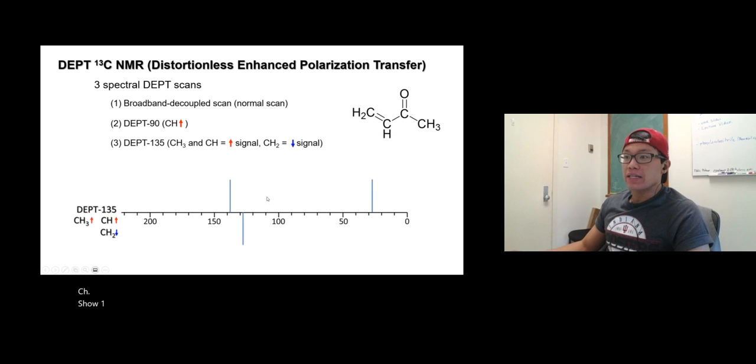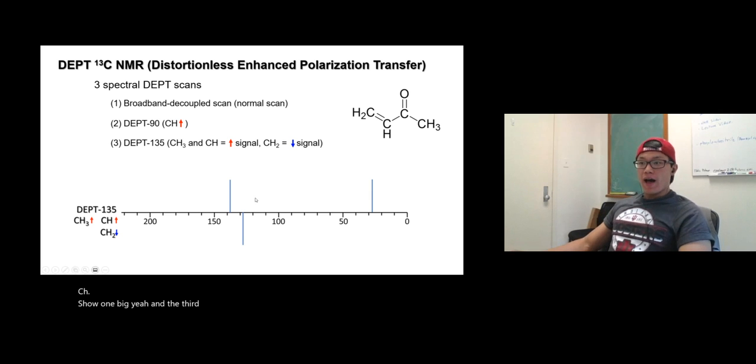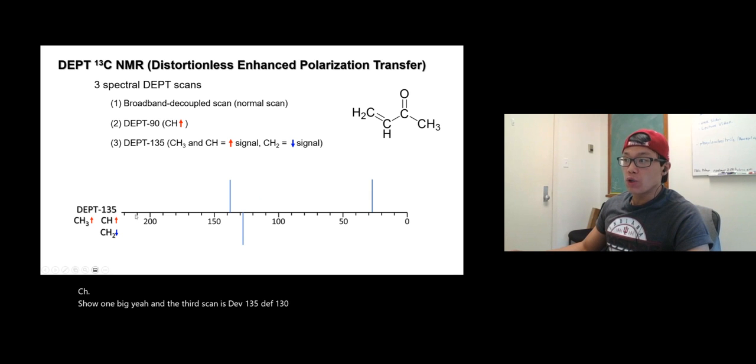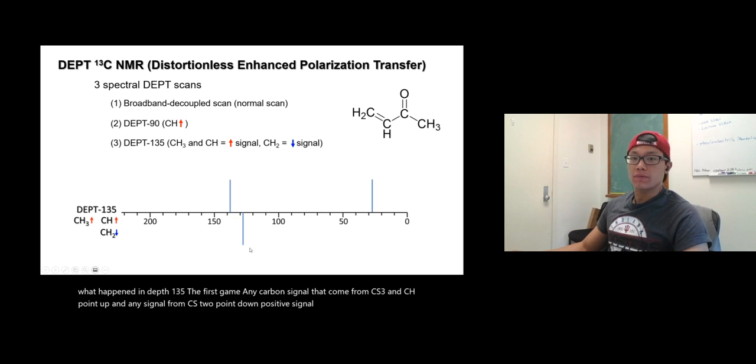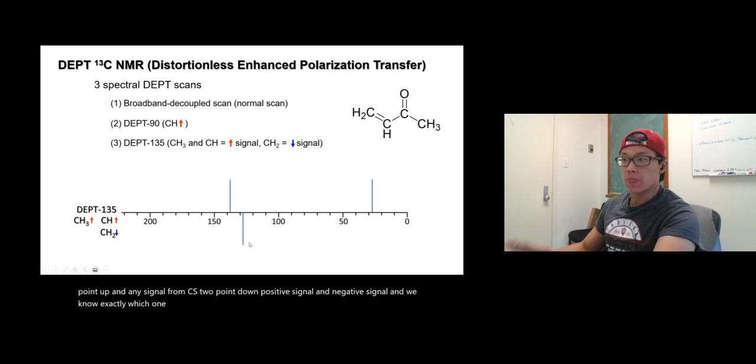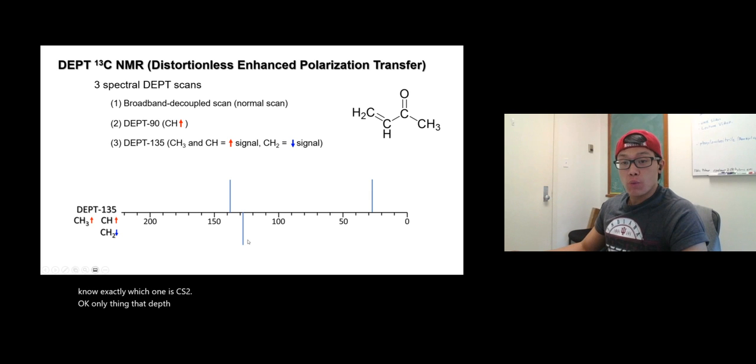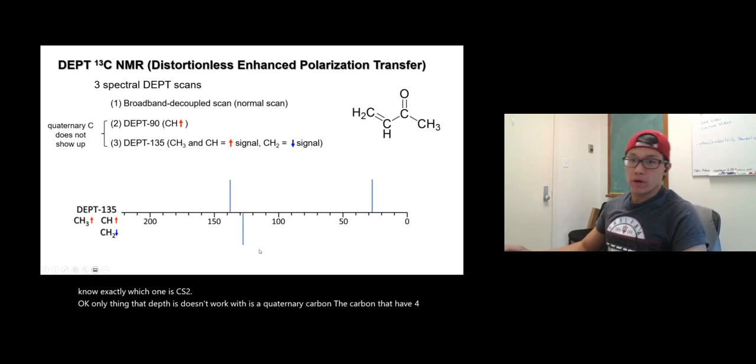The third scan is DEPT 135, which is good for looking for a CH2. Here's what happens in DEPT 135: any carbon signal that comes from CH3 and CH points up, and any signal from CH2 points down. Positive and negative signals, and we know exactly which one is CH2. The only thing DEPT doesn't work with is a quaternary carbon. The carbon that has four carbons around it does not show up on DEPT.